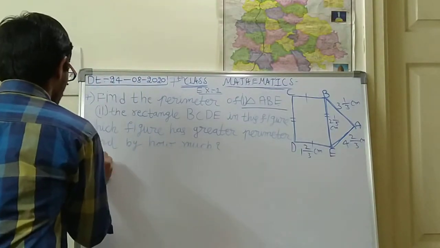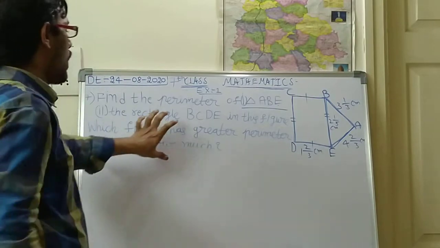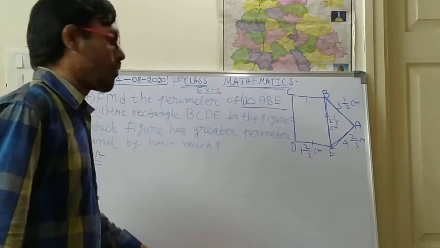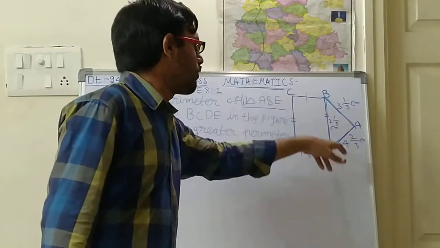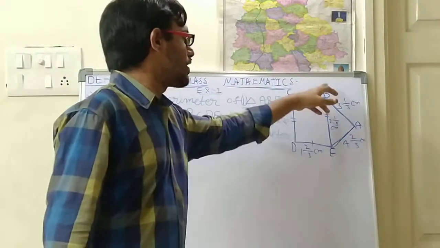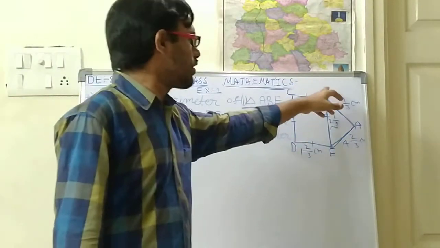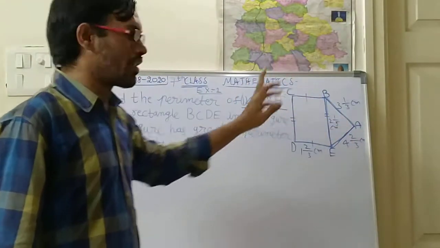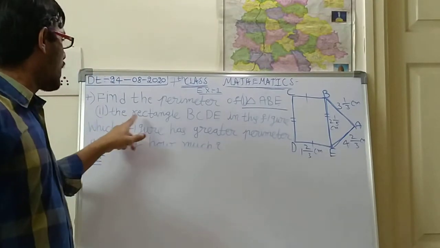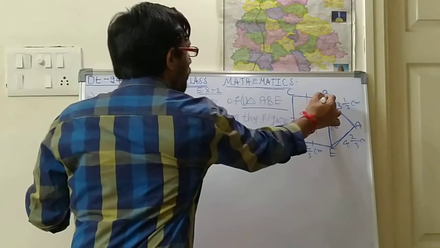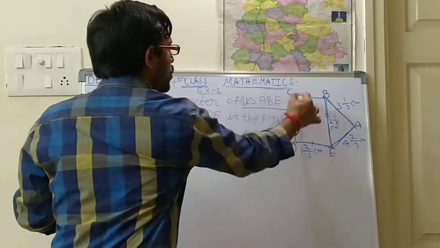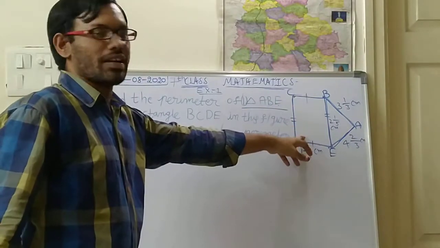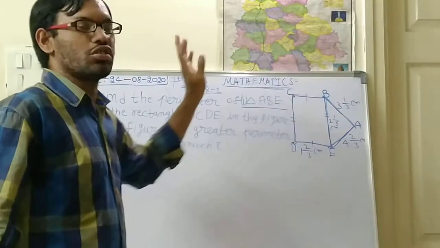So, solution. Till now we have not completed the full problem; we shall understand the full problem. First you should find the perimeter of triangle ABE. You know perimeter means total length, so you have to add the three border lengths. The second one is the rectangle BCDE. For BCDE also you should find the perimeter, the total distance.